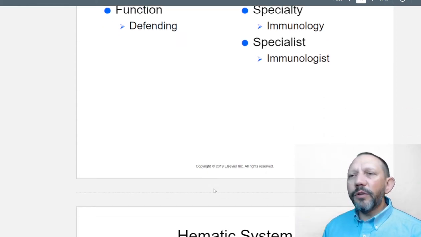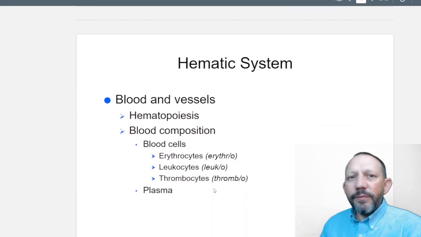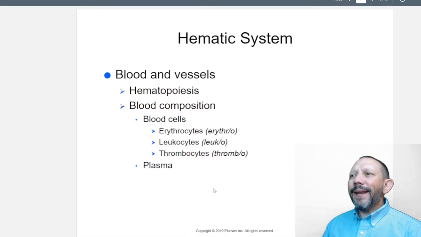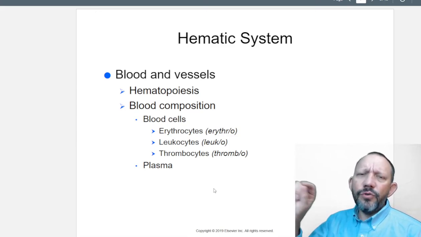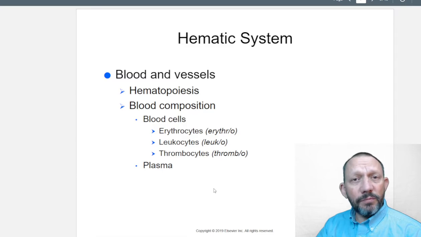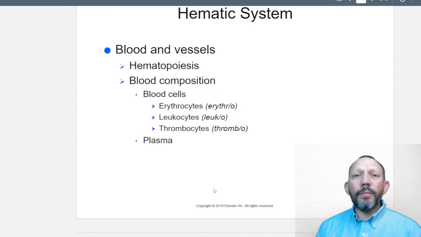Okay, immunologists study immunology. You should know that one. That's an easy one, right? The hematic system. Okay, so hemo is usually the term that we use, but hematic system is blood vessels. So hematopoiesis means to develop and make blood.